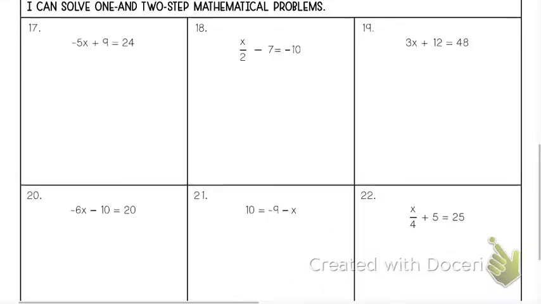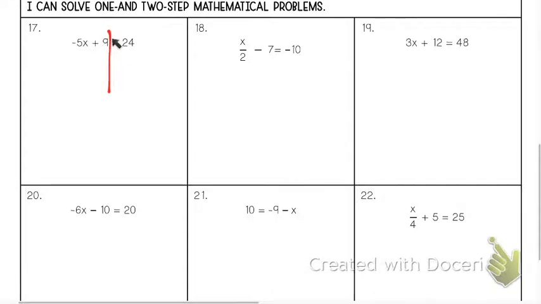Okay, next type. I can solve 1- and 2-step mathematical problems. So with this one, I always like to keep it organized, step 1. And I go through and I look at my problem and I find the side with a variable. And then from there, I say the opposite operations here. I have a negative 5 here, and that's multiplication. Any number next to a letter means multiplication.